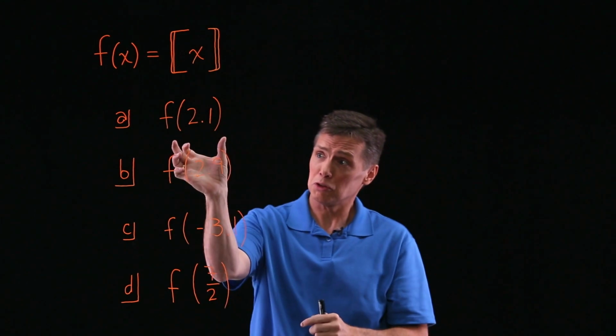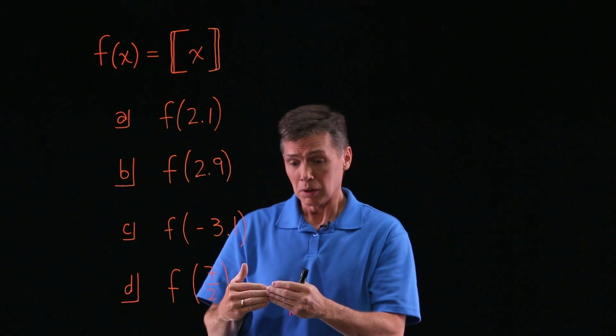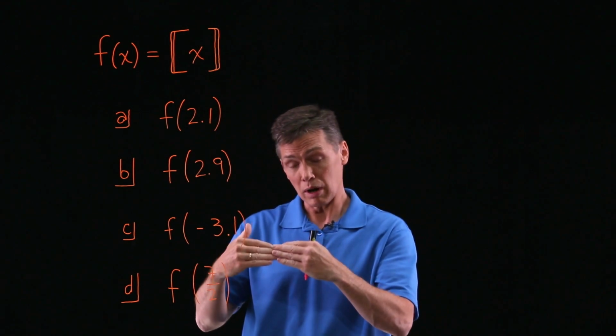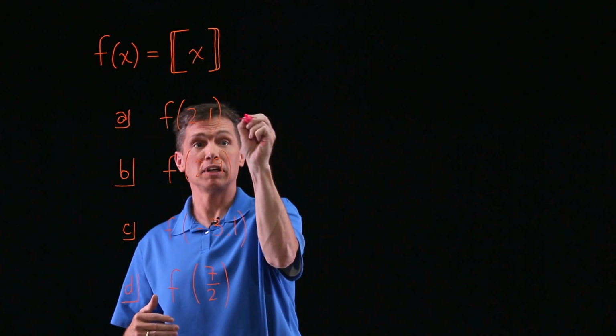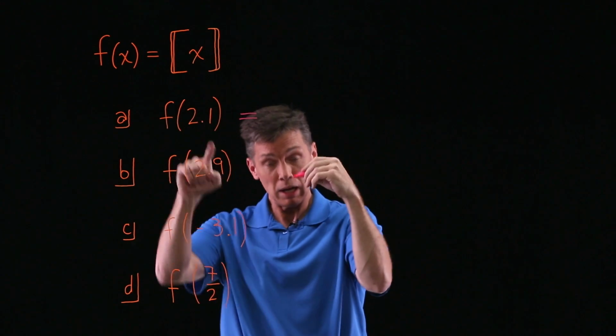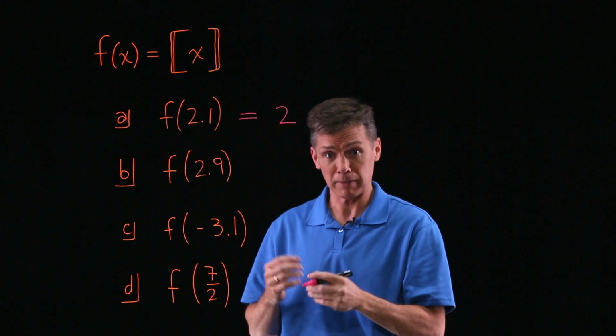Okay, so for the first one, for instance, 2.1, if that's what I'm putting in, what the function's going to do is just drop it down to the next integer, the next highest integer it can find. So in this case, if I'm at 2.1, I would just go down to 2. So that's my final answer for that output.